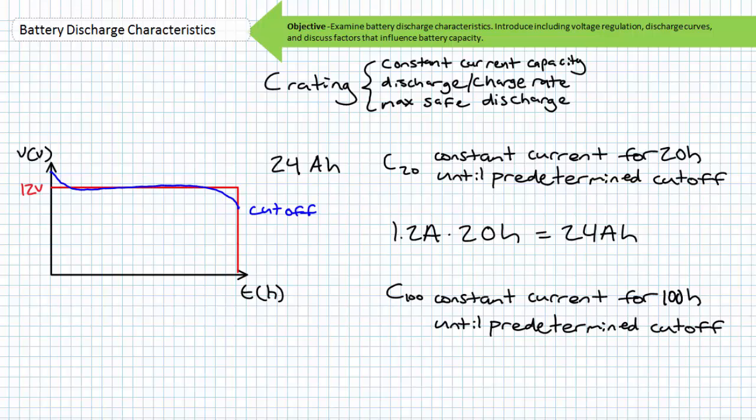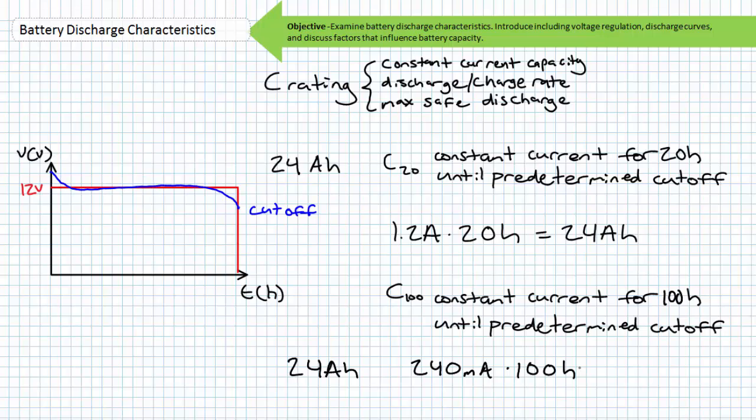Current draw for the lengthier C100 rating is proportionately lower than a more rapid discharge like the C20 rating. Do you see the chicanery that could result from misrepresentation of capacity? A 24 amp hour battery at the C20 rating delivers 1.2 amps every hour for a period of 20 hours, whereas a 24 amp hour battery with a C100 rating gets to kick back and only dispense 240 milliamperes for a period of 100 hours.